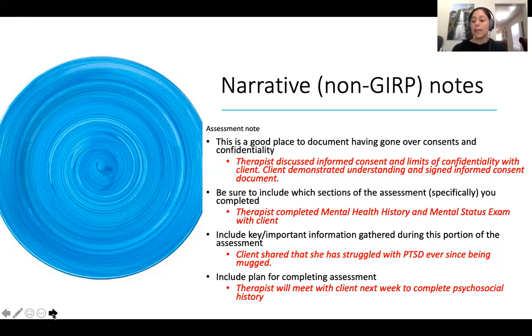And then you want to include your plan for completing the assessment. So what are you going to do next? If it's your final one, then you would write something like therapist will meet with client to create treatment plan. But if you're still assessing, what exactly are you going to complete next? So I wrote therapist will meet with client next week to complete psychosocial history. Now, this doesn't mean that this note is 4 sentences like I have here, or 5. You would add more detail, but these are the essential things to include, and you would fill in the rest. I would say that an assessment note is probably somewhere around 6 to 8 sentences.